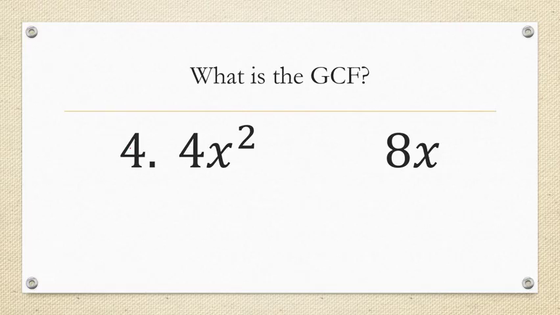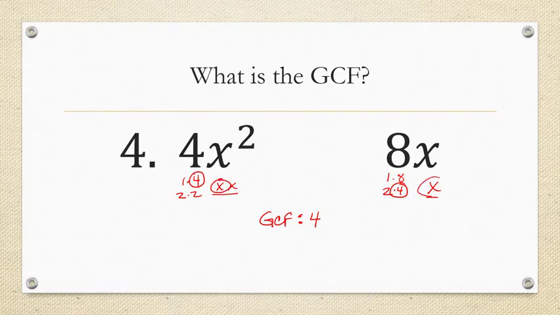Okay, now we've got 4x and 8x. So let's list our factors here. 1 times 4 and 2 times 2. We have 2 x's. We have 1 times 8, we've got 2 times 4. So the greatest number that they all have in common is 4. And then this time we have variables. You have 1x here, but you've got 2 x's here. What can I divide out of both terms that is the same amount? Well, it'll be 1x. So we'll put that there. So that's your GCF, 4x.